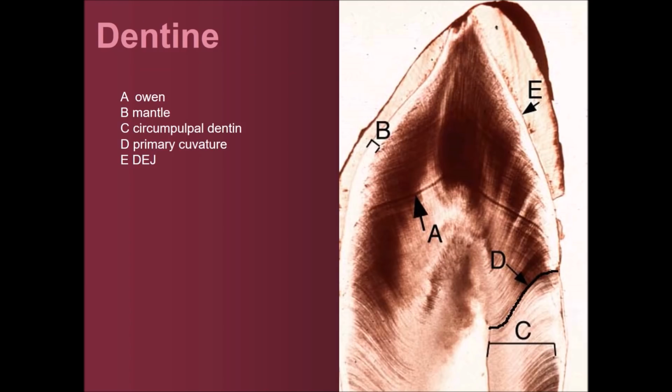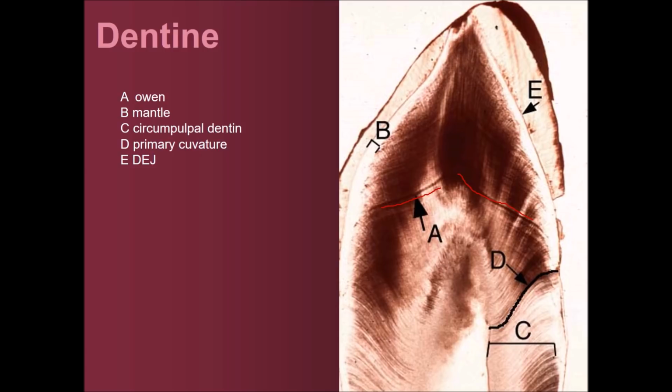Coincidence of the peaks of the secondary curvatures will give us other lines, we call them Owen lines. These are Owen lines resulting from the coincidence of the peaks of the secondary curvature.